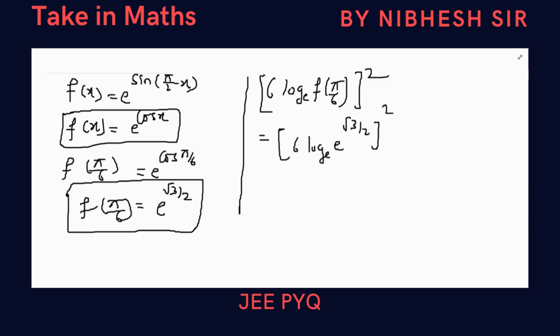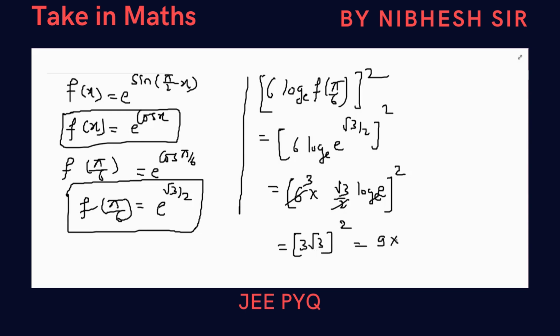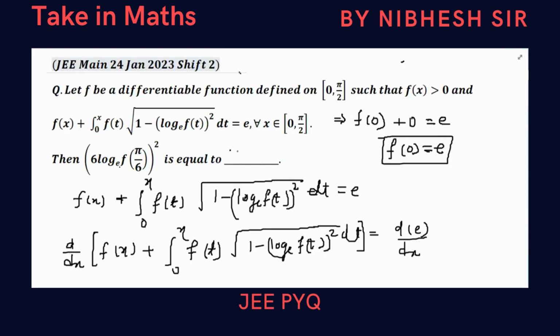So log m to the power n, this we can write as 6 root 3 by 2 and log base e. Log e is 1. So cancel this out, this is 3 root 3, log e is 1, so 3 root 3 the whole square. If you square this, 9 into 3, that is 27. So the correct answer for this question is 27, right?